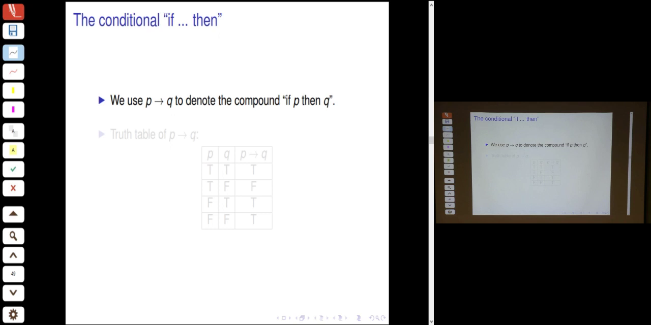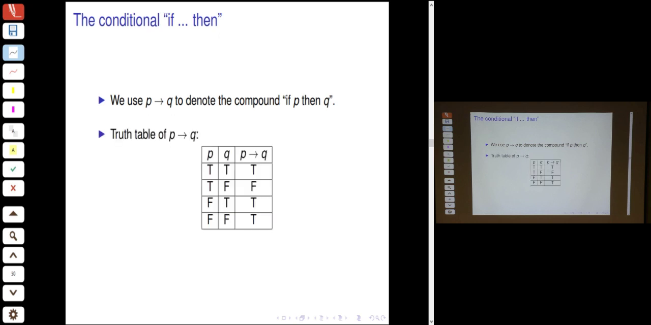So we use P arrow Q to denote the compound if P then Q. And in a typical textbook, some people will say from P you derive Q, P implies Q. So there are lots of other ways of saying the same thing. Okay, so let's first see the truth table of P arrow Q.